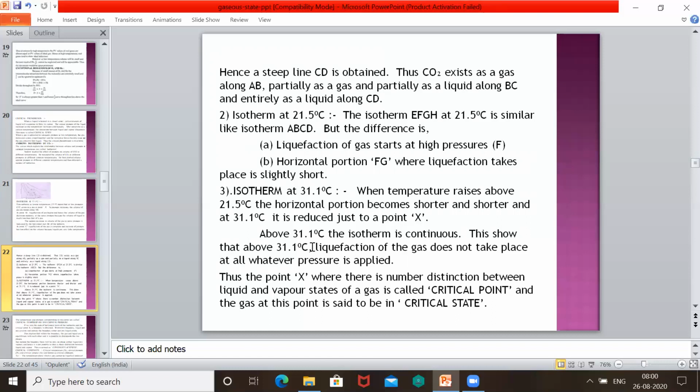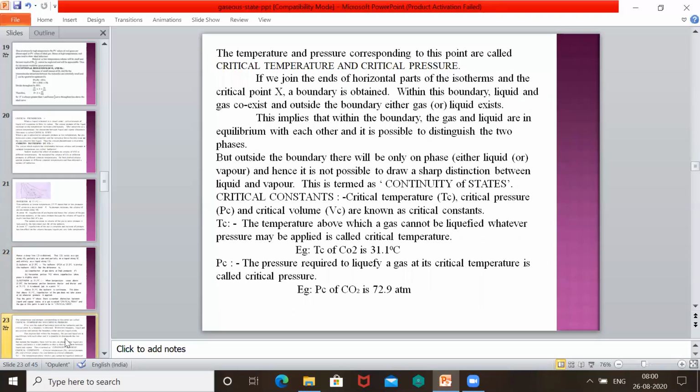Hence, the temperature above which no gas can be liquefied is known as the critical temperature, and that point is called the critical point. The gas at that point is said to be in the critical state, where liquefaction is not possible. The temperature, pressure and volume corresponding to the point are called critical temperature, critical pressure and critical volume. We represent them by TC, PC, and VC.